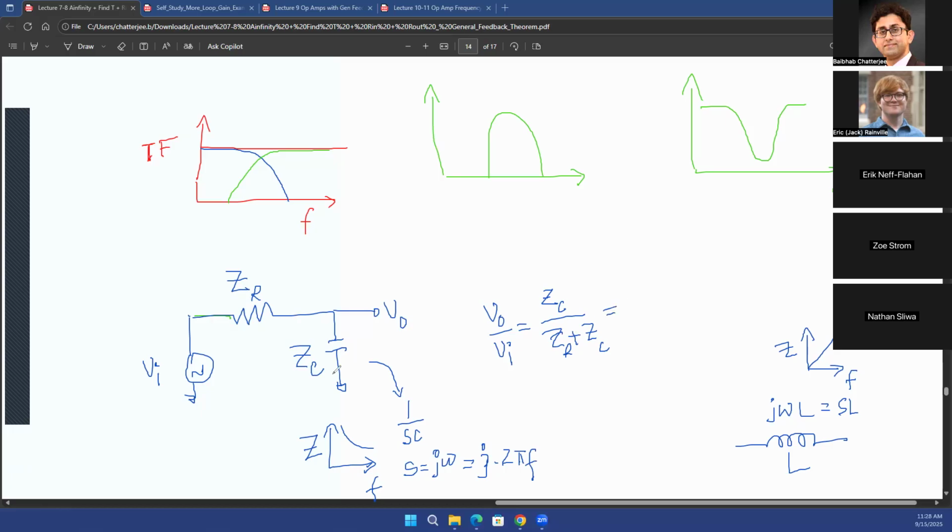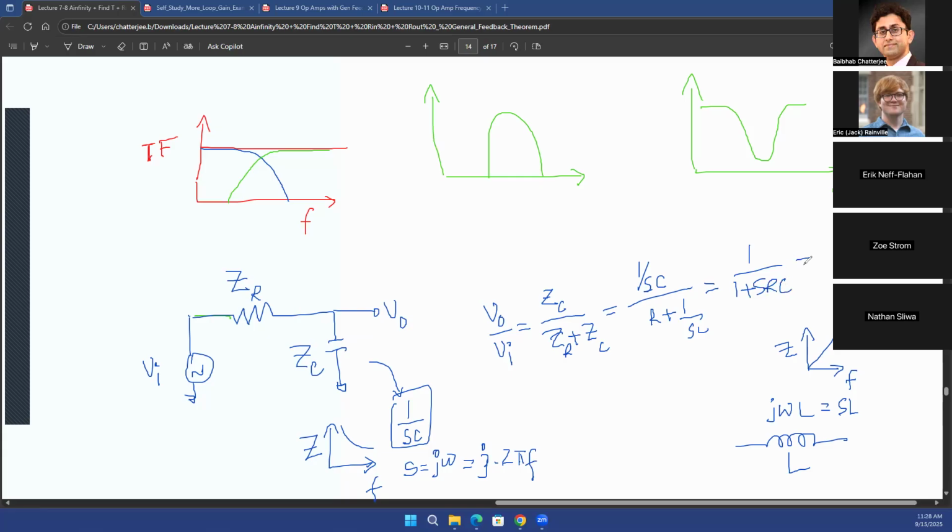Now, what is ZC? You already know ZC is 1 over SC. So your numerator is 1 over SC. Your denominator is R plus 1 over SC. Let me write it in the correct fashion. So ZR is equal to R and ZC is equal to 1 over SC. Now you simplify this. Your numerator becomes 1. Your denominator becomes 1 plus SRC.